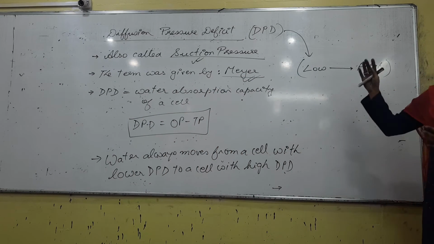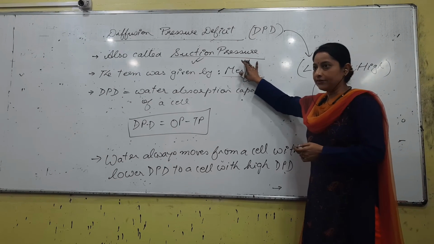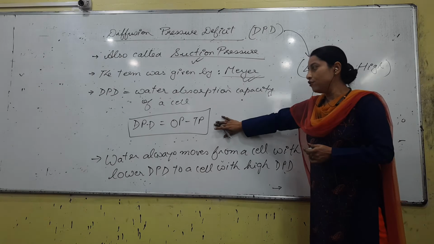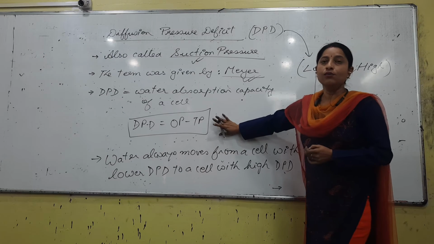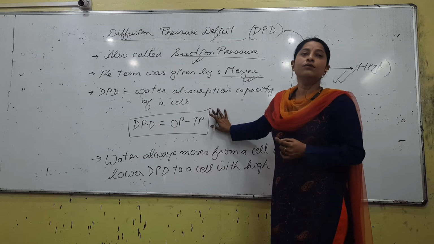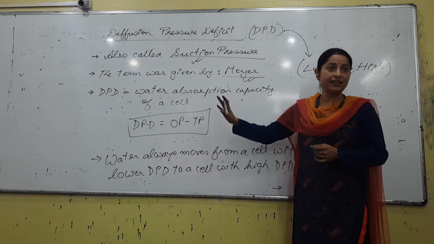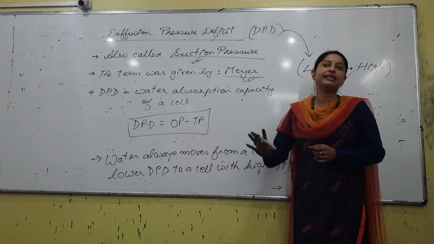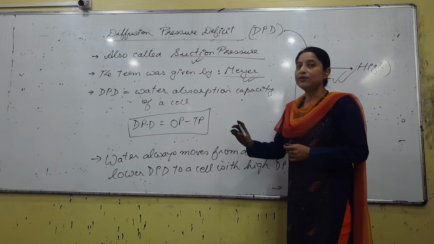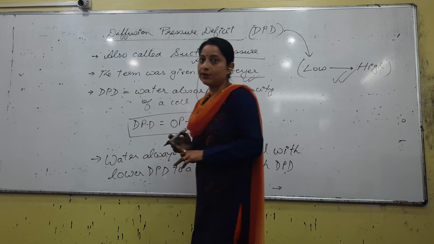Clear? So from here, what you will remember is this point. Next, using this formula, what we have to see is we have to study three things. The question that comes: what is the DPD of a turgid cell, what is the DPD of a flaccid cell, and what is the DPD of a plasmolyzed cell, right? So a cell has three conditions: one is turgid, one is flaccid, one is plasmolyzed.